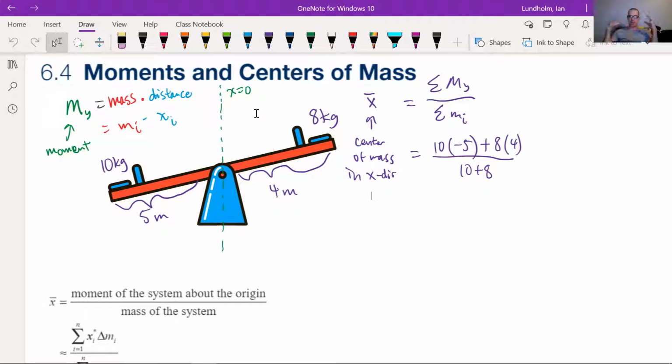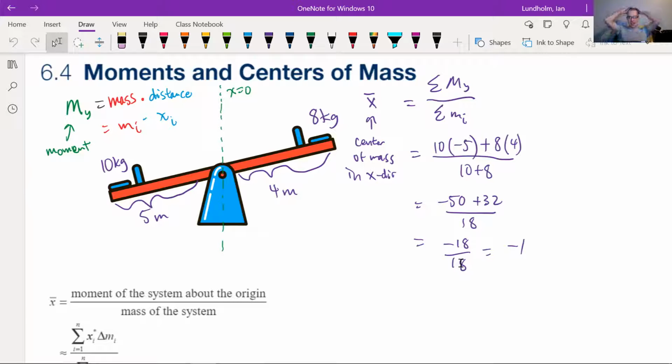What this represents in my mind is a lot like a weighted average. What we're doing is measuring these moments, the torques on the seesaw, by multiplying the mass times the distance away, and the masses get weighted by that distance away. And so, finishing this out, we've got -50 plus 32 over 18, -18 over 18, which is -1.